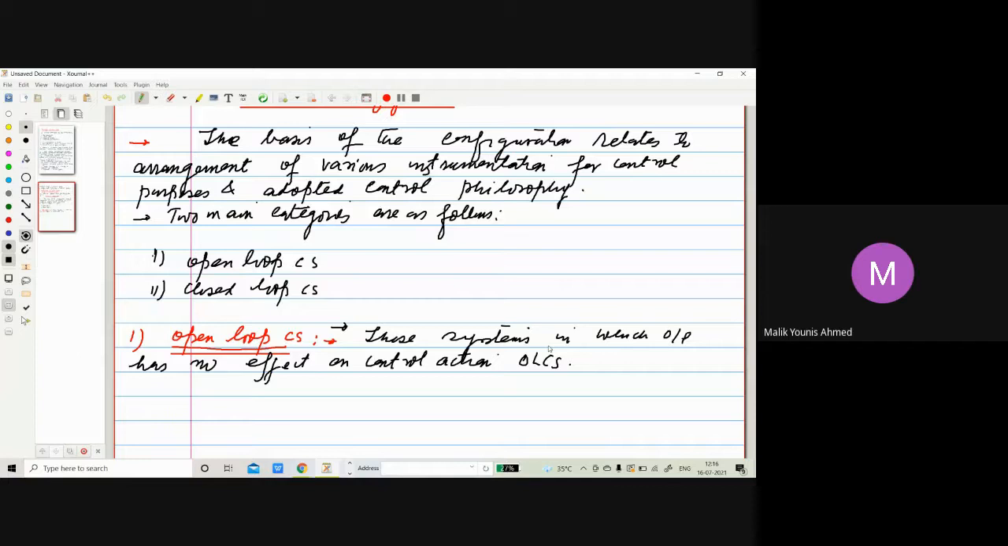Any sort of mechanism in this case, whatever output we are obtaining will not have any effect on the control action. We are not going to provide any control action in this case. Those systems are called open loop control systems. Further, in other words, in open loop control systems the output is neither measured nor fed back for comparison with the input.